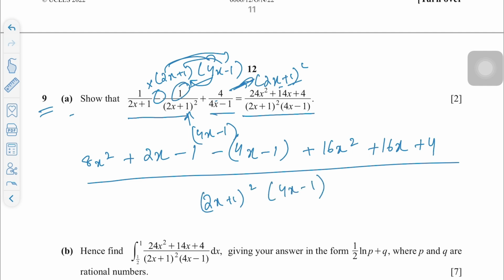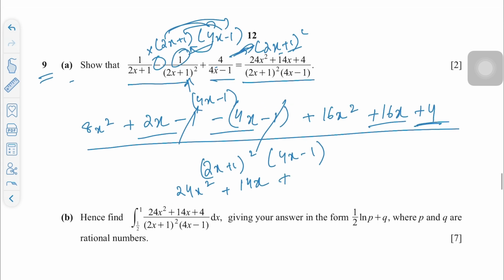We have our next step. So this would be 24x squared, this 2x, negative 4x, and then positive 16x would be added to get our final answer as positive 14x. And this 4 would be added in, since this negative 1 and negative would be positives, this positive 1 and negative 1 would be cancelled out. So we will be left with positive 4, and we have our denominator as (2x plus 1) whole squared, (4x minus 1), right? So we have proved it, which was to be proven.